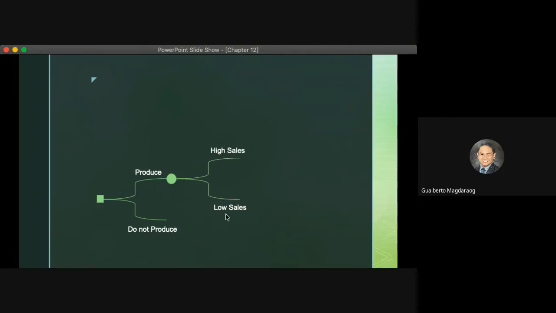Okay, and then we write down our probable contribution margin or income. If it is high sales, 300,000 daw ang kikitain natin, less fixed cost of 150. Kung namang low sales, 50,000 lang, tapos sa 150 pa din yung fixed cost natin. So, lugi tayo pagka nagkaroon ng low sales. And then, based on our accountant's estimate, 50-50 ang chance.